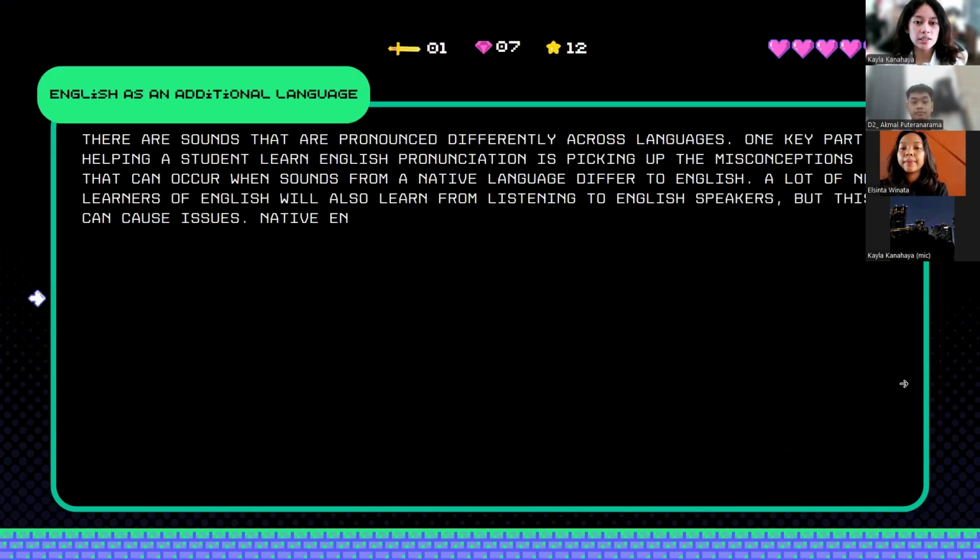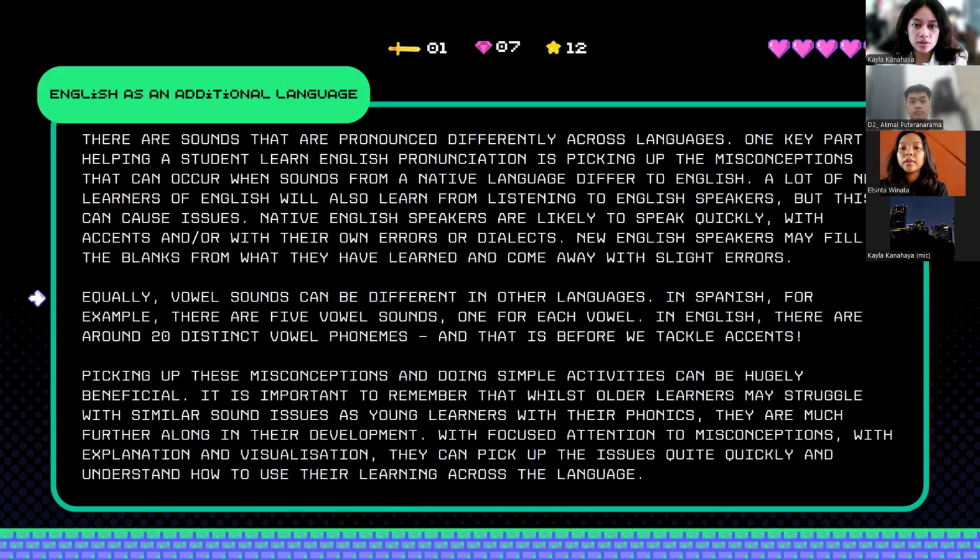Now, next slide. English as an additional language. There are sounds that are pronounced differently across languages. One key part of helping a student learn English pronunciation is picking up the misconceptions that can occur when sounds from a native language can differ to English. A lot of new learners of English will also learn from listening to English speakers, but this can also cause issues. Native English speakers are likely to speak quickly with accents and or with their own errors or dialects. New English speakers may fill in the blanks from what they have learned and come away with slight errors.